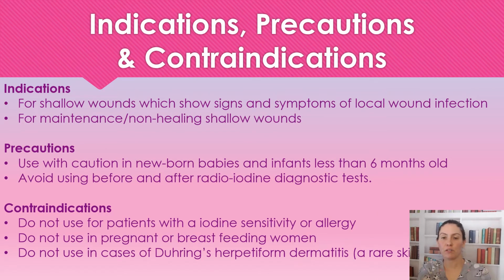Indications for use. So we're going to use this on shallow wounds because it is just a sheet, so it doesn't conform well into crevices. So we're going to use this on shallow wounds that do show signs and symptoms of a local infection. Like I say in all my other videos, we want to make sure that we're treating infection. So if it's a topical infection or a localized infection, we're treating it topically.